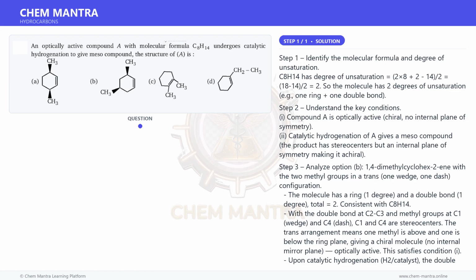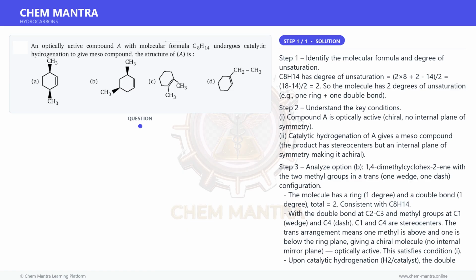D. Ethylbenzene, C8H10, not C8H14, does not match the molecular formula, and hydrogenation of a benzene ring does not straightforwardly give a meso product under the simple catalytic conditions described.